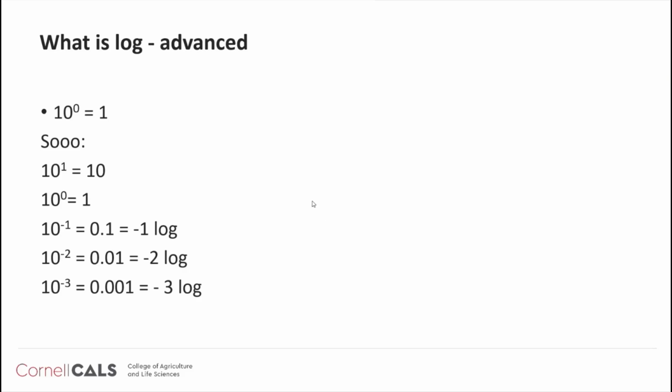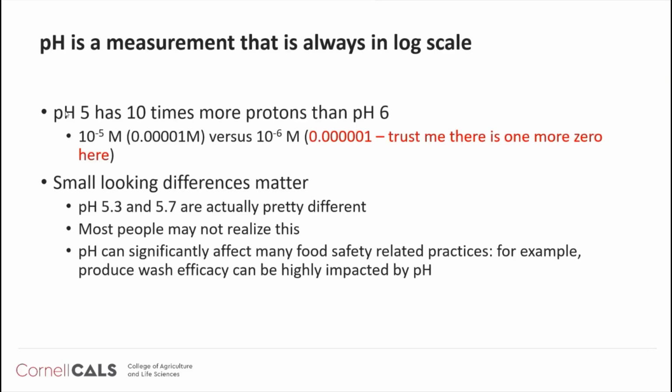So pH 5 has 10 times more protons, H plus, than pH 6. So 10 to the minus 5 molar versus 10 to the minus 6 molar. Why is that important? Same problem as with bacterial numbers. We have small differences and people might think they're irrelevant. pH 5.3, 5.7, not a big difference in absolute numbers. In pH, these are pretty different in terms of the number of protons there.